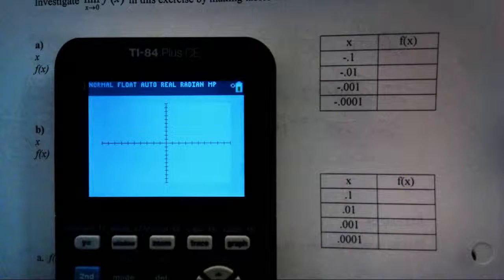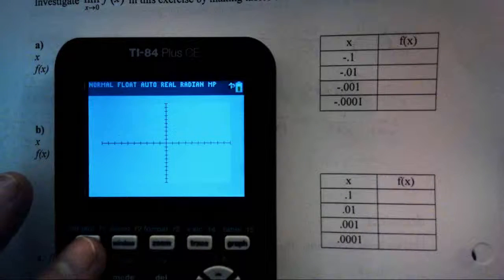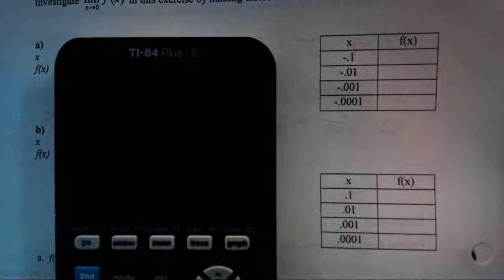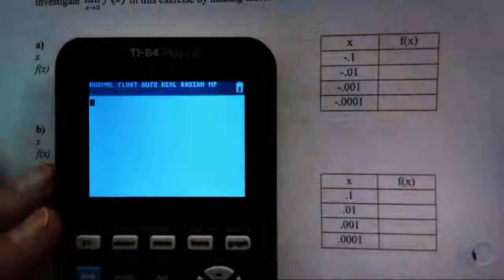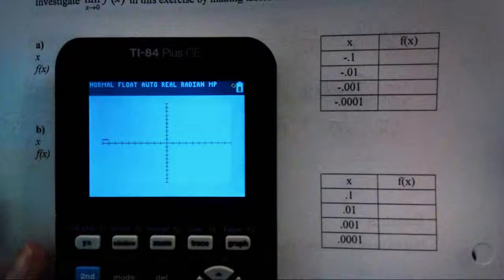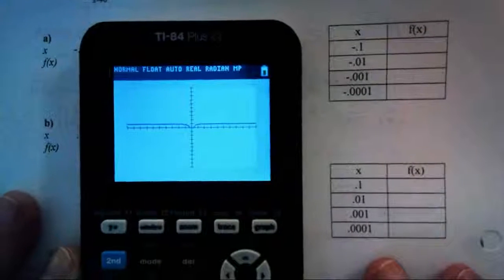Why is it not graphing? Anybody else have that problem? Turn off the calculator and turn it back on. Thank you. Okay. So I'm going to go into table set.